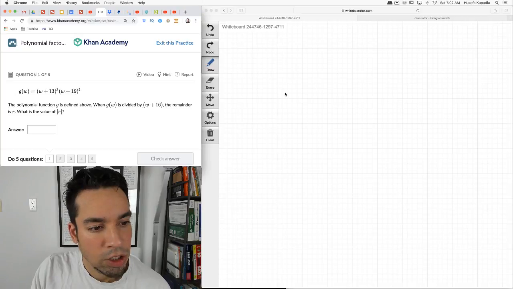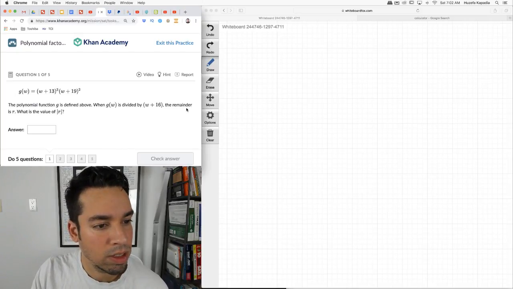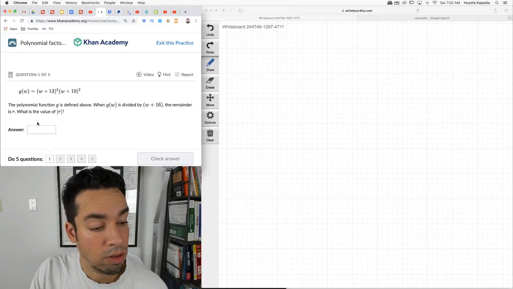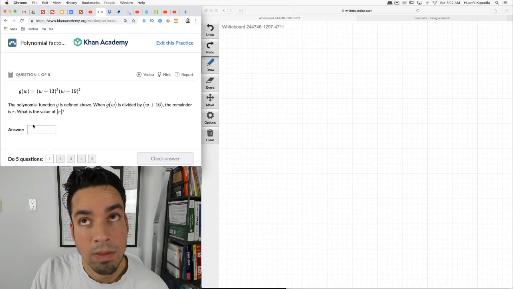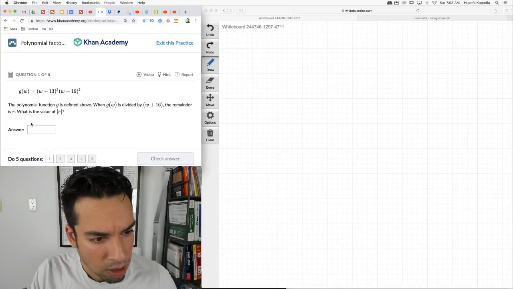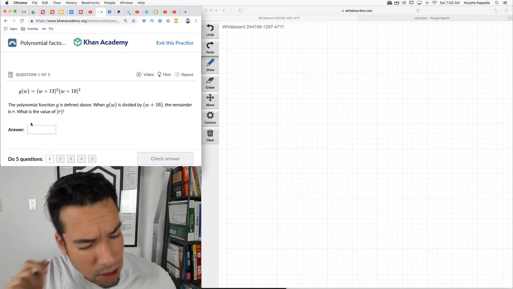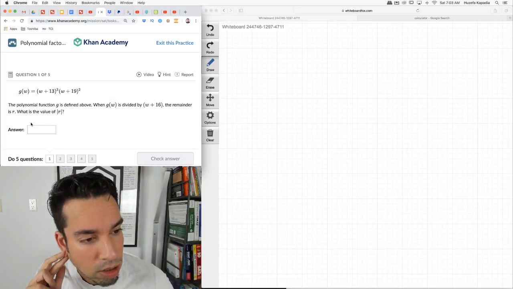All right, the polynomial function g is defined above. When g of w is divided by w plus 16, the remainder is r. What is the value of the absolute value of r? Okay, this is interesting. This is actually a pretty hard question. I think I know how to do this.